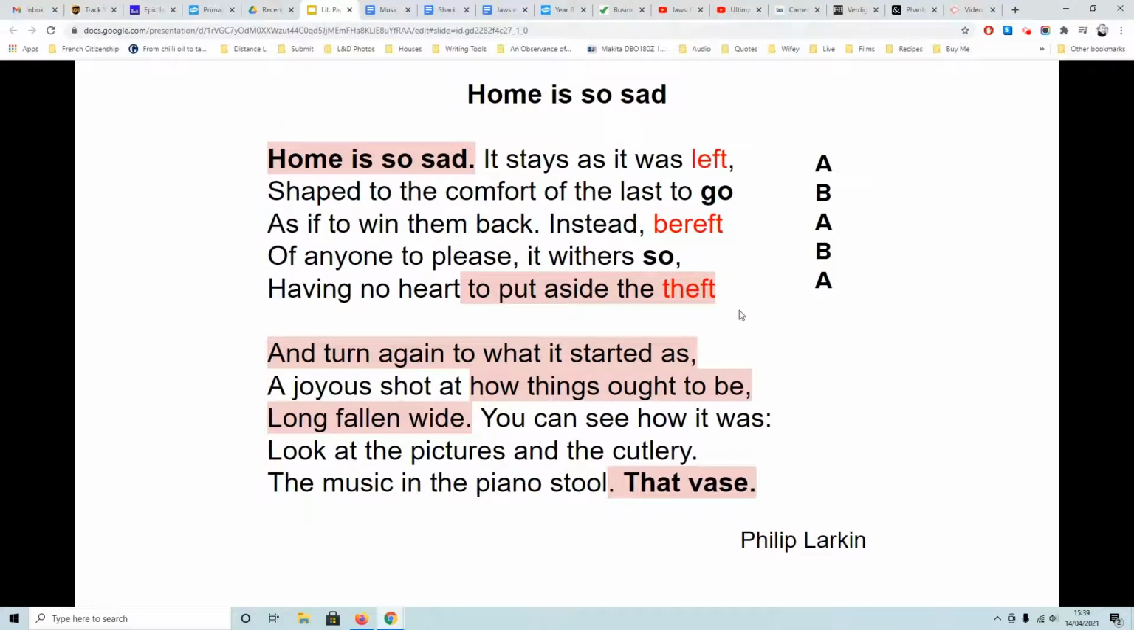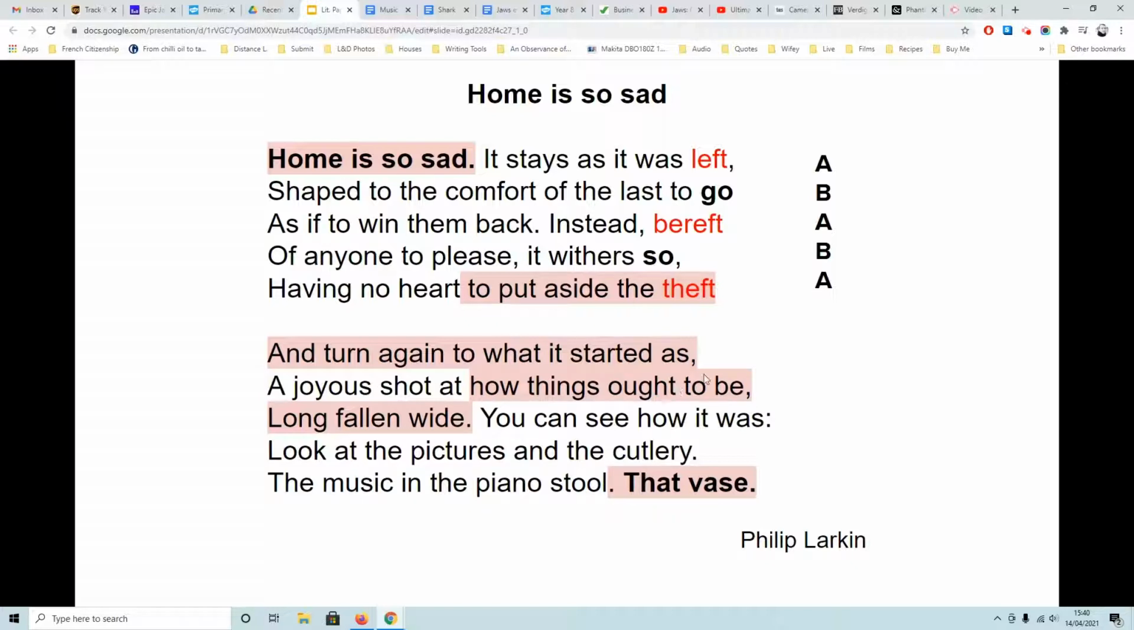Moving on, there is an interesting use of enjambment as well: "to put aside the theft and turn again to what it started as". And maybe we could explore why that is split across the first stanza and the second stanza, and explore whether that use of enjambment adds anything.